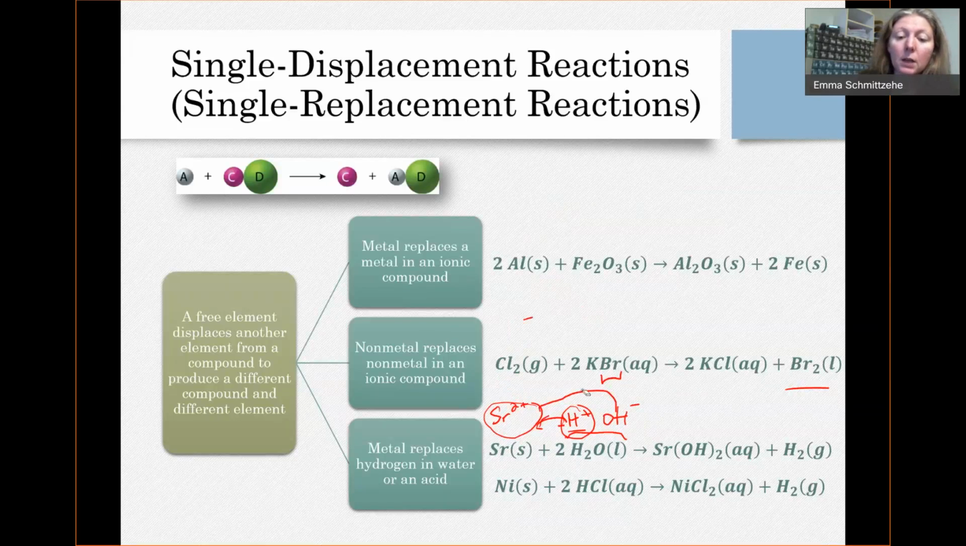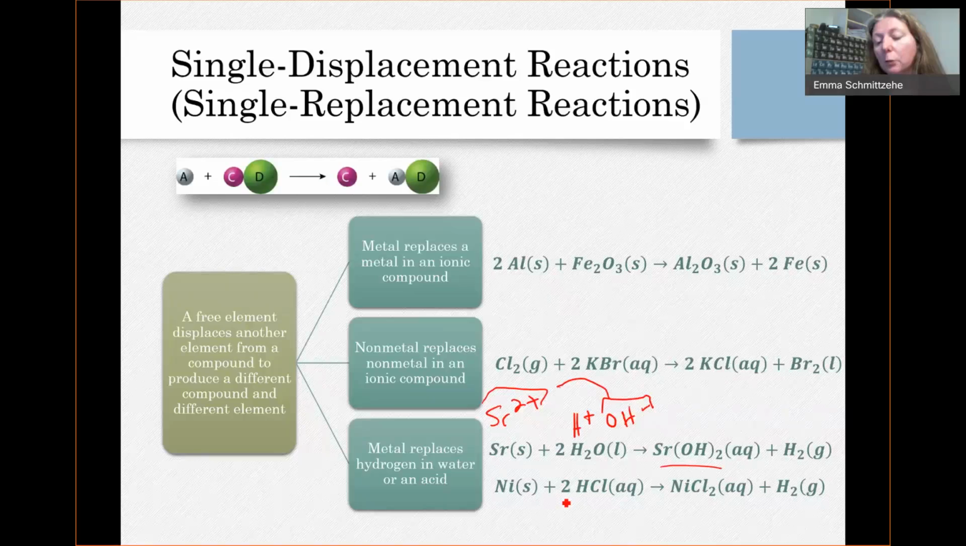Okay, so if you think about the water as being H plus and OH minus, and you think about strontium when it becomes an ion, so when it wants to become part of a compound, it's going to become an ion. And so what's going to happen is that strontium binds to hydroxide. So if we take these two and put them together, you're going to need two of the hydroxides. So that's where that formula comes from. And then hydrogen by itself becomes neutral.